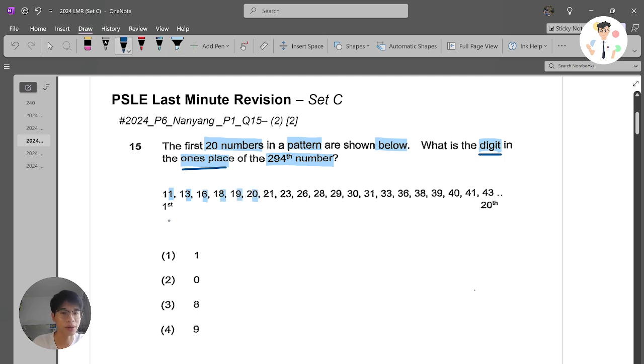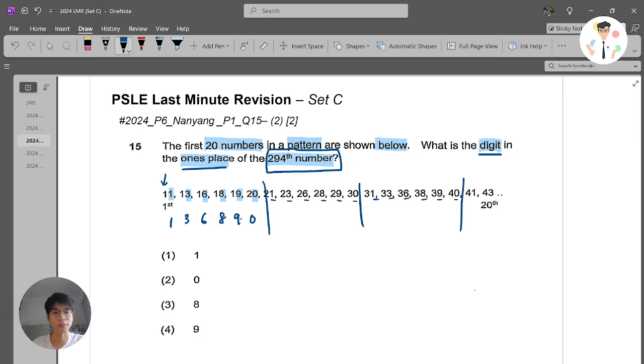So let me just write this down. 1, 3, 6, 8, 9, 0. And you can see that this is being repeated. So it's actually not really important what the number is in the tens place or even the hundreds place. And I want to find what the 294th number would be.